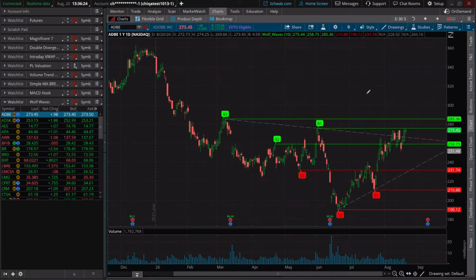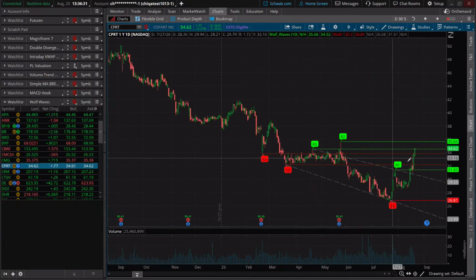We want to see that it's actually holding the points. Okay, let's go ahead and take a look at some of the others in here too. Oh, Copart. These guys are off the bottom. Oh yeah, look at that. That's a pretty sharp move off the bottom.